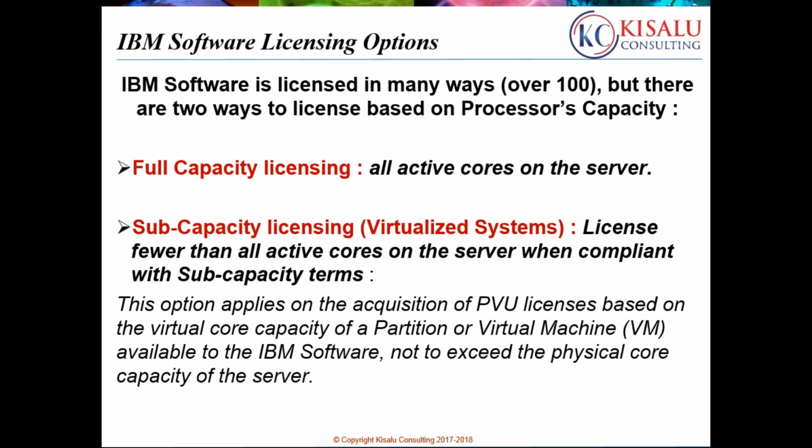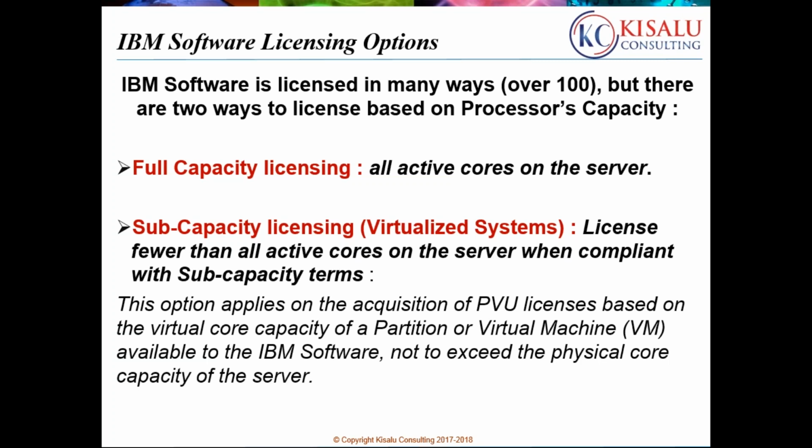It's based on the processor's capacity. We have the full capacity licensing, where all active cores on the server will be licensed, and we have the sub-capacity licensing for virtualized systems, where we license fewer than the total active cores of the servers, and we need to be compliant with the sub-capacity terms.